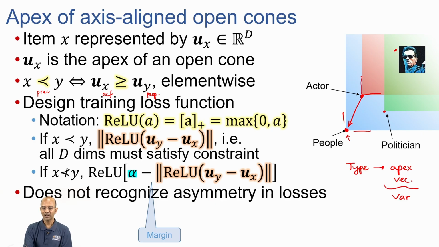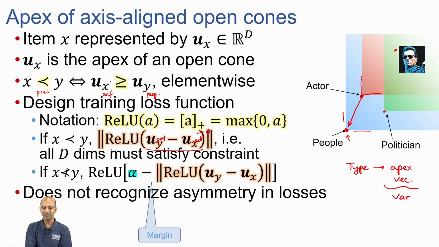Which means I take u of people and I subtract u of actor. Okay? What should happen? If I take u of y minus u of x, since u of x is always larger, this difference should always be 0. If it is successfully 0, I should not have any loss. If it is negative, that's okay. If it is positive, I should be unhappy.